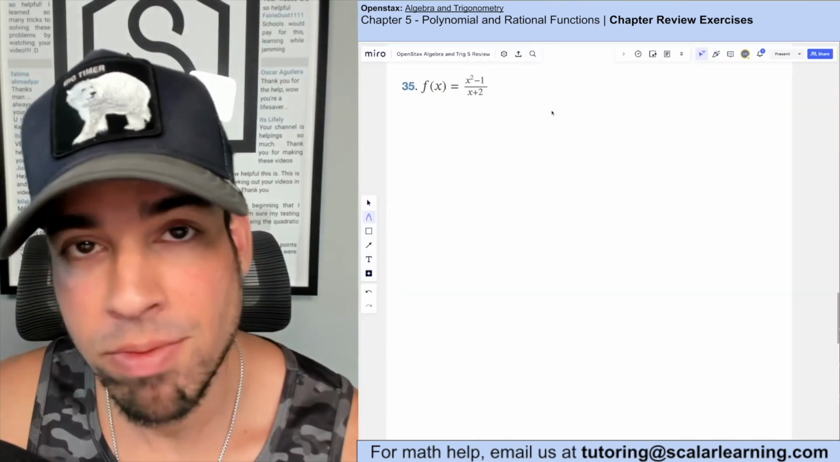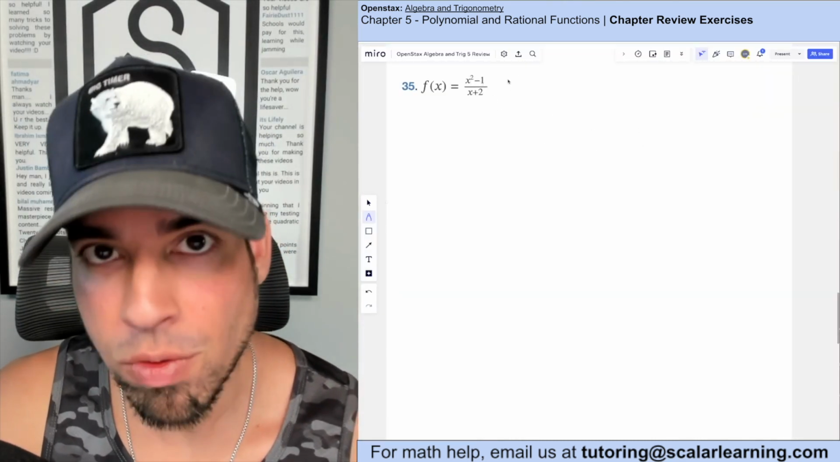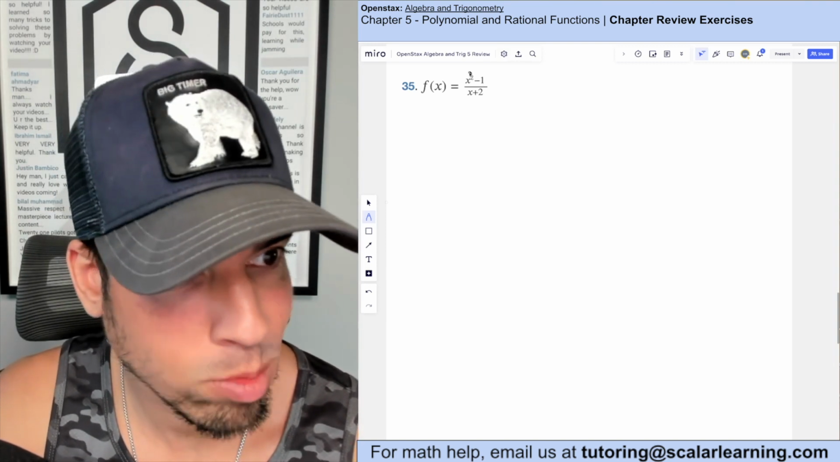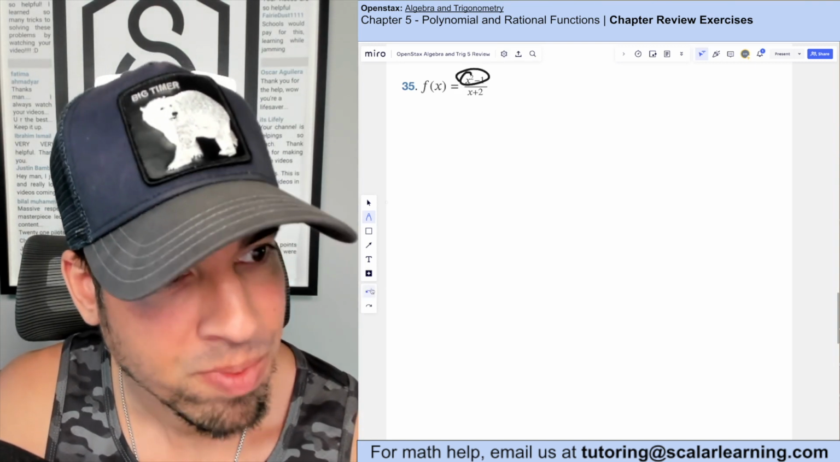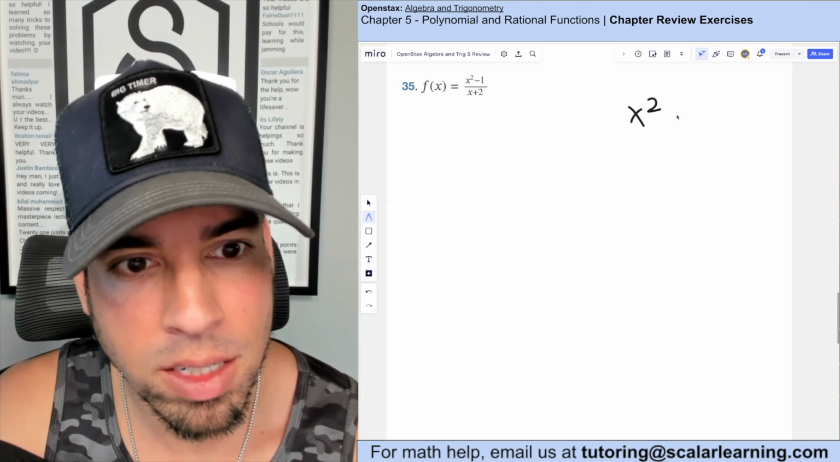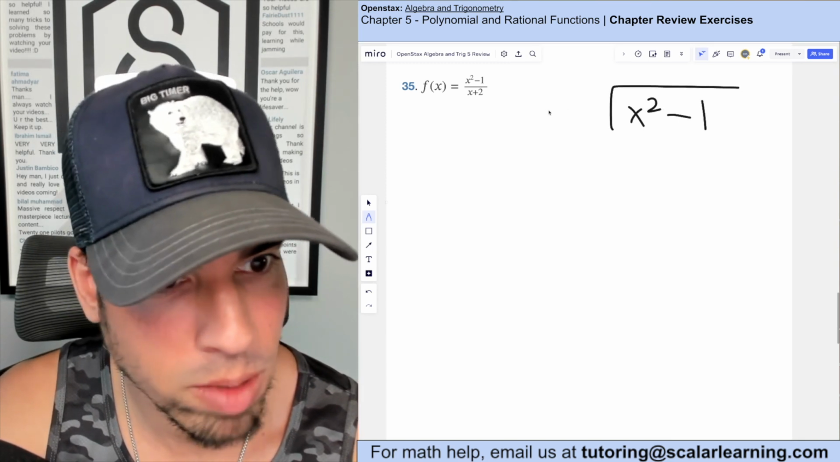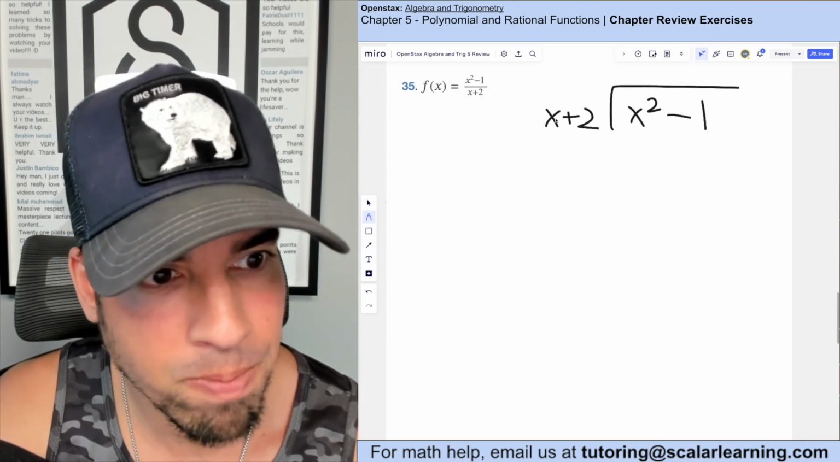So for this one, we're meant to find the slant asymptote. And first of all, the way we know that there's a slant asymptote is because the degree on top is bigger than on bottom. So now to find it, we set up a long division problem like so, top divided by bottom, and we take it from there.